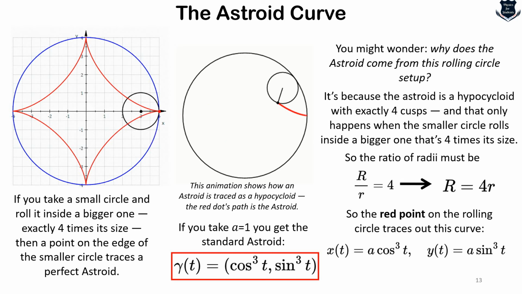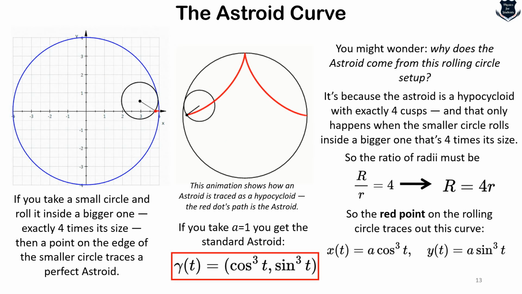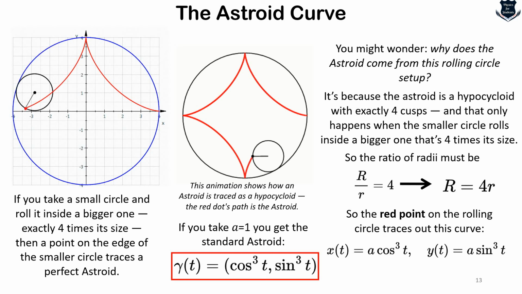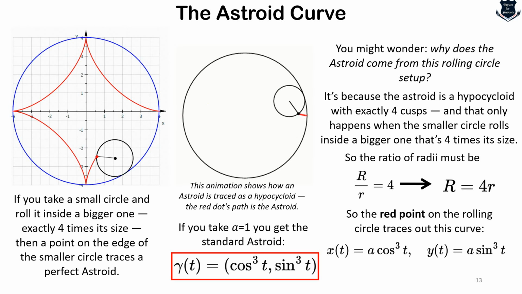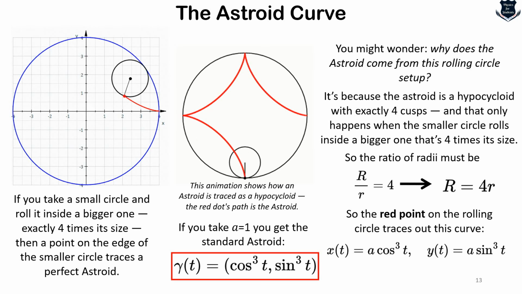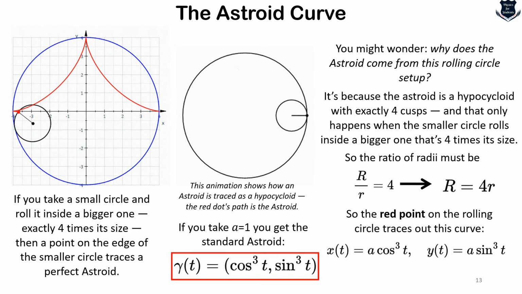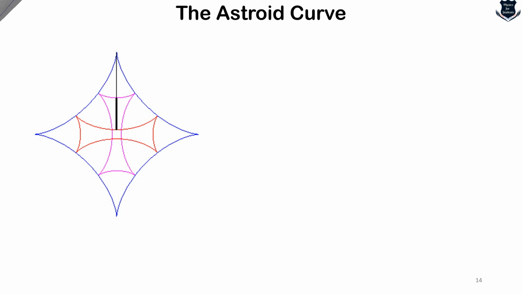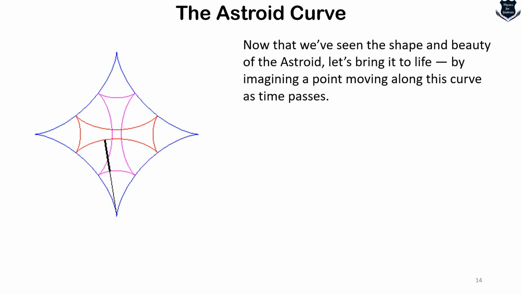If you take a = 1 and plot that, you get the standard asteroid. So this is how an asteroid is formed, and it looks like this with a ratio of 1:4. Now that we have seen the shape and the beauty of this asteroid curve, you can see that from a circle we come to an asteroid. We have defined the 4 quadrants, right?